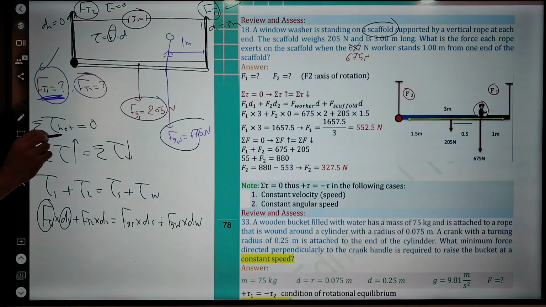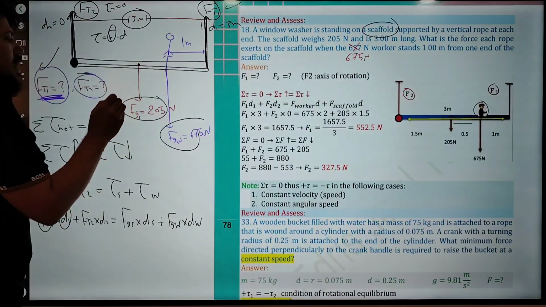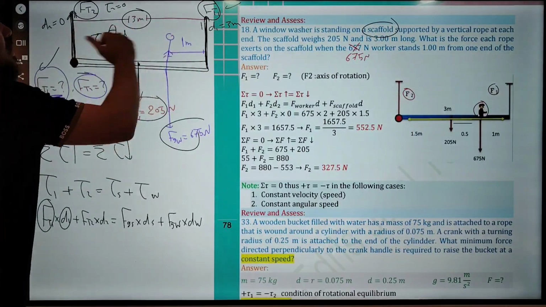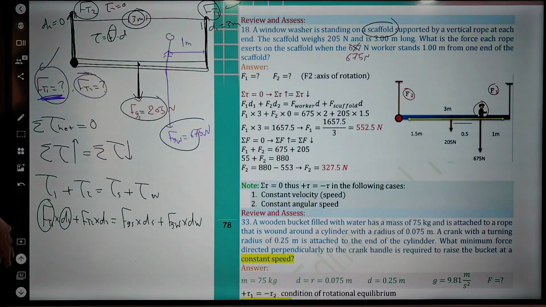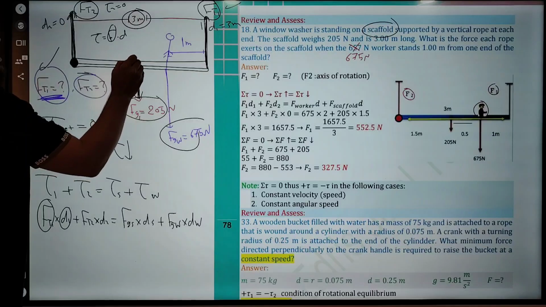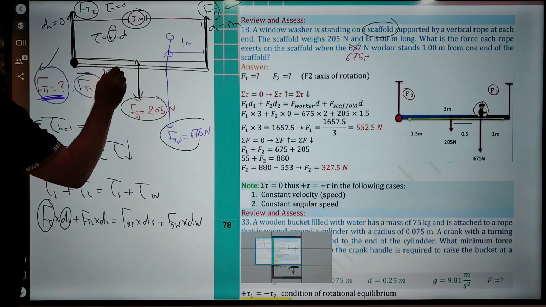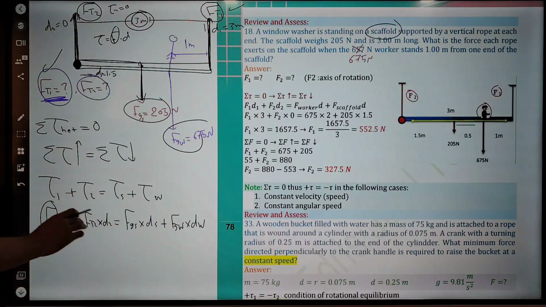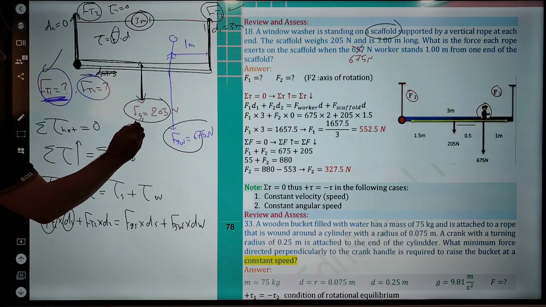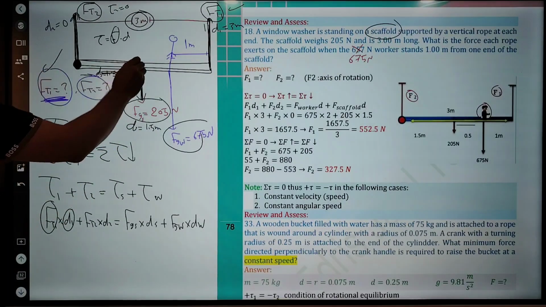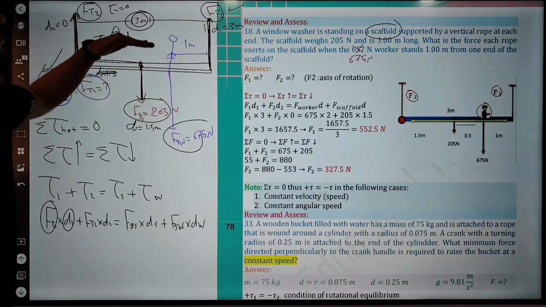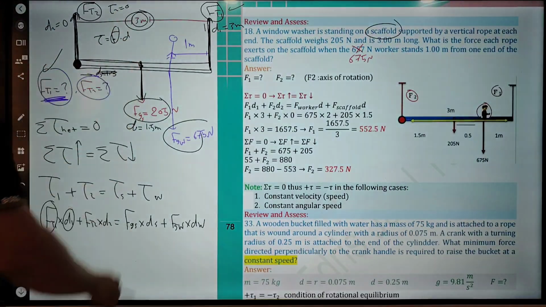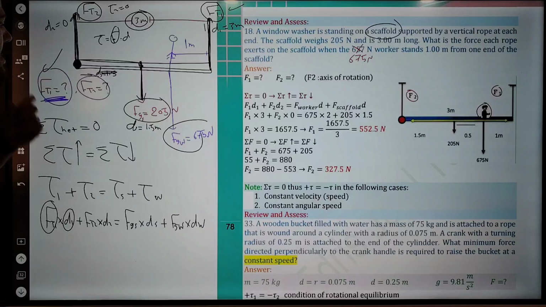Be careful. So what about Fg scaffold? The Fg scaffold gravitational force is located at the center, at the middle. As you know, the length of the scaffold is 3 meters. If you divide this 3 meters into two equal parts, this distance becomes 1.5 meters. This is the distance of the scaffold from the axis of rotation. The entire length of the scaffold given is 3 meters, but because the center of gravity is located at the middle, you have to divide the 3 meters by 2 to find the distance of the scaffold.